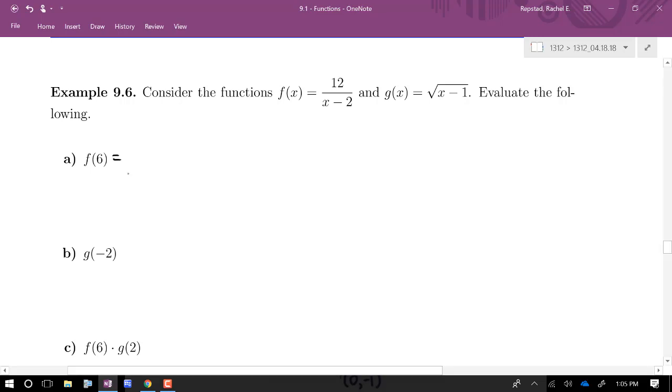All right, so here we have a couple of functions. We want to find f of 6. So first of all, I've got an f function and a g function. F of 6 means I'm going to make sure I use the f function and then replace x with 6. So this is what? 12 over 6 minus 2, or 12 over 4, which is 3.